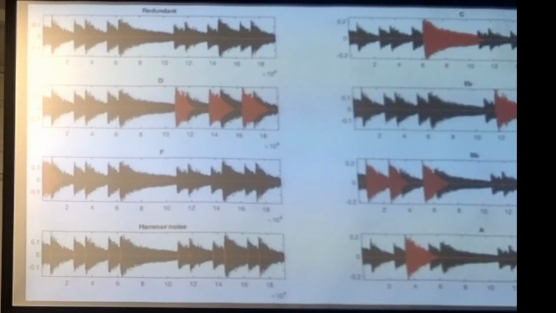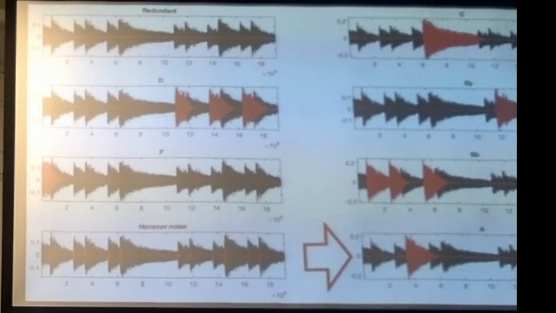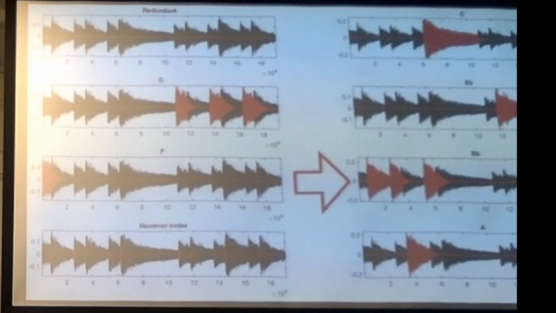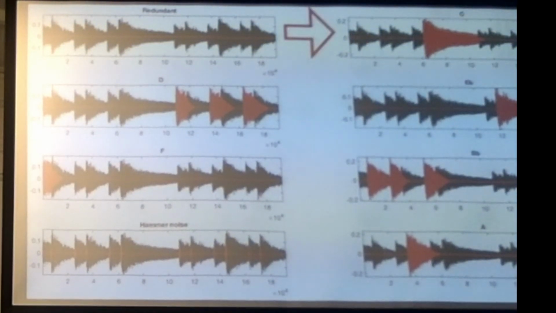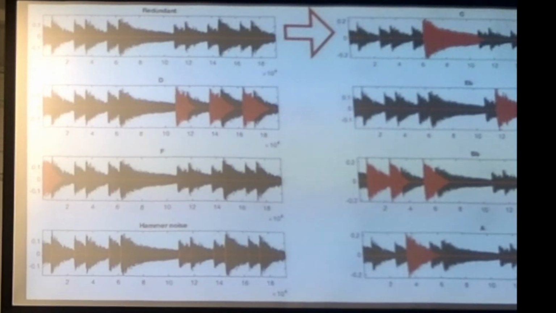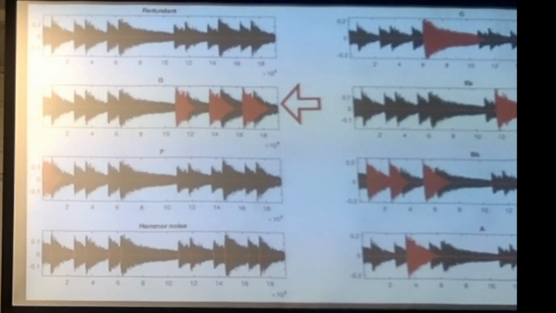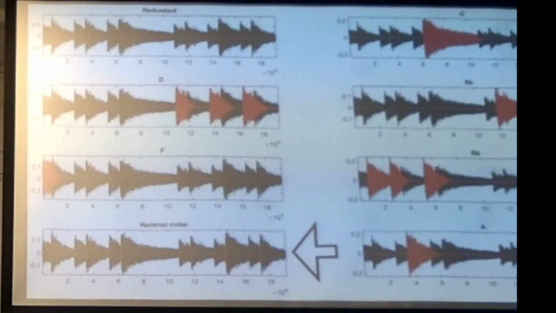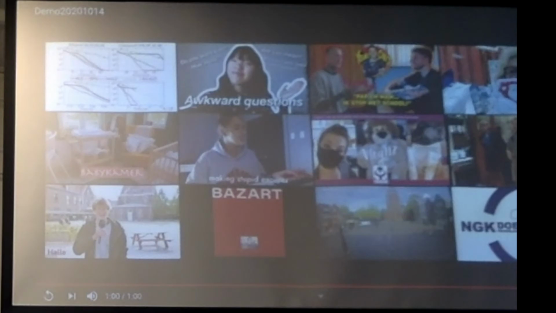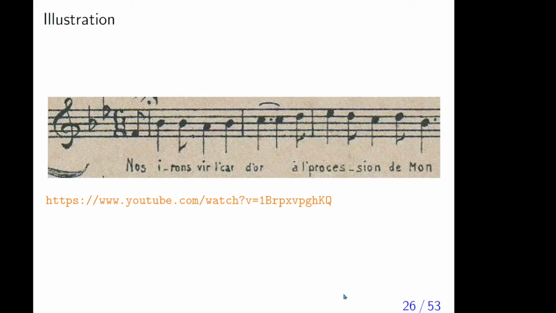Now you have 8 sources. So you can see this is one of the notes, and then a C note, and then a D note. This is the funniest one. This is actually called a hammer noise. That is the activation of the note. So you can see the min-vol NMF on audio decomposition actually gives you meaningful results.